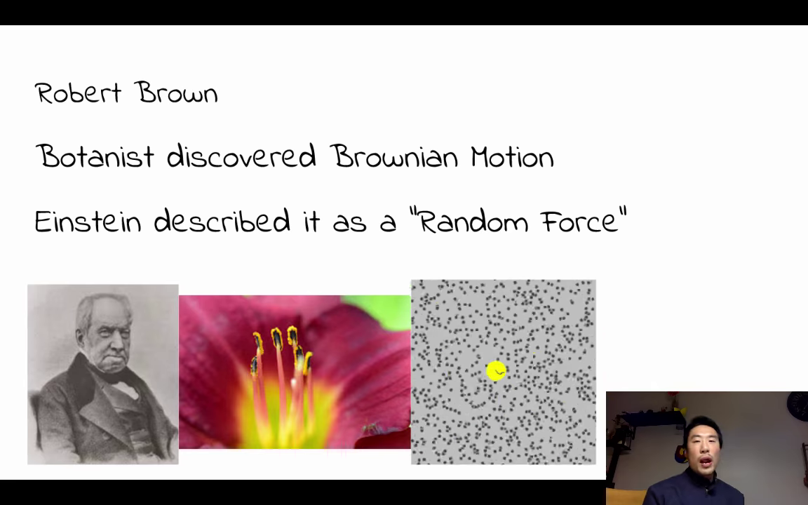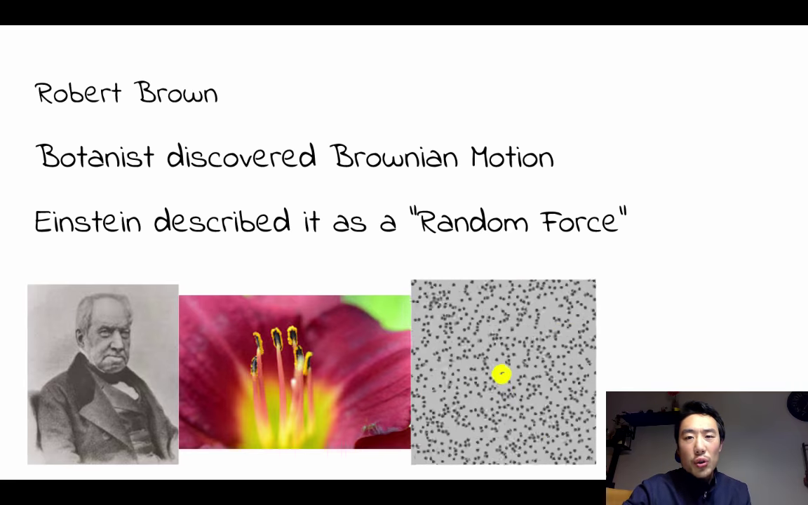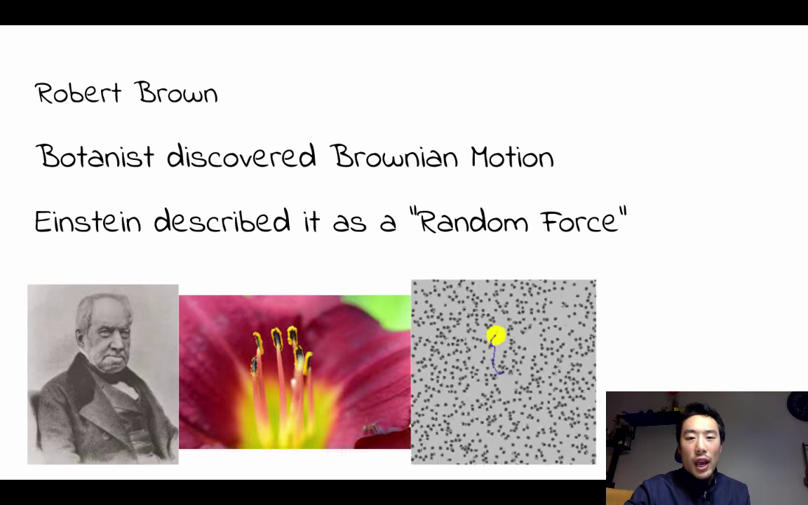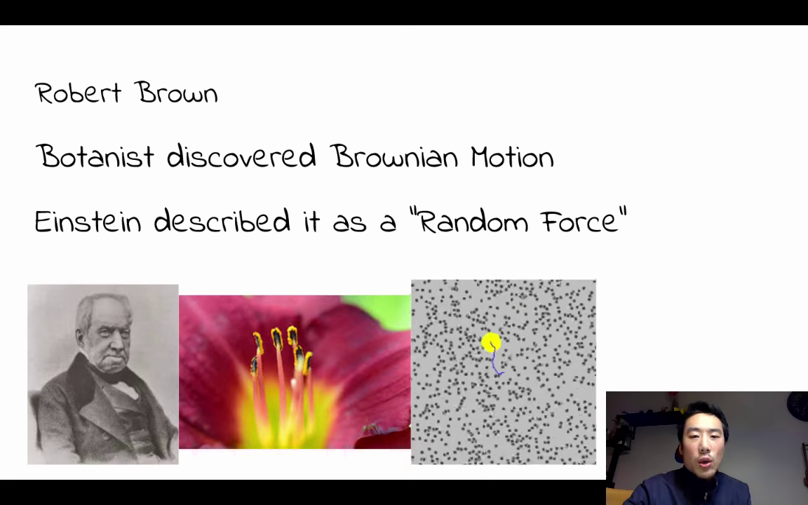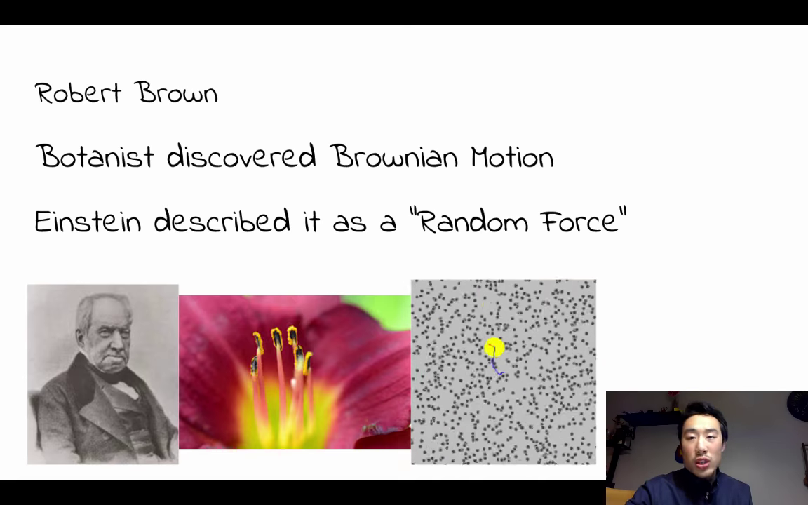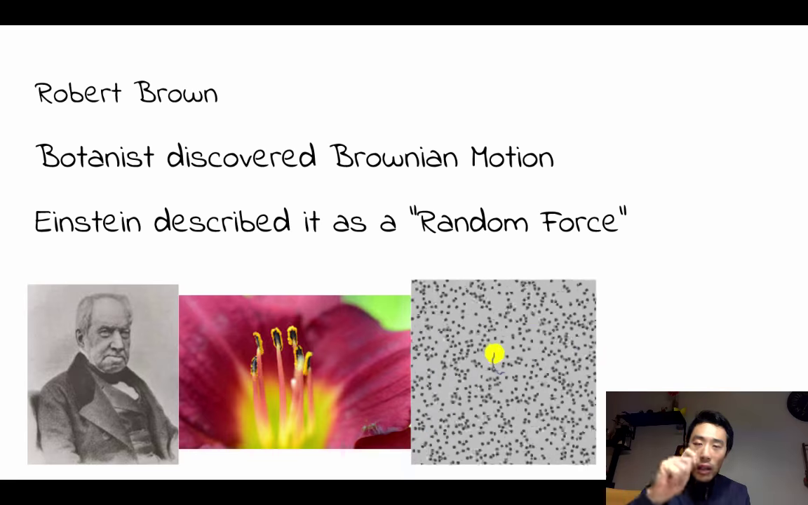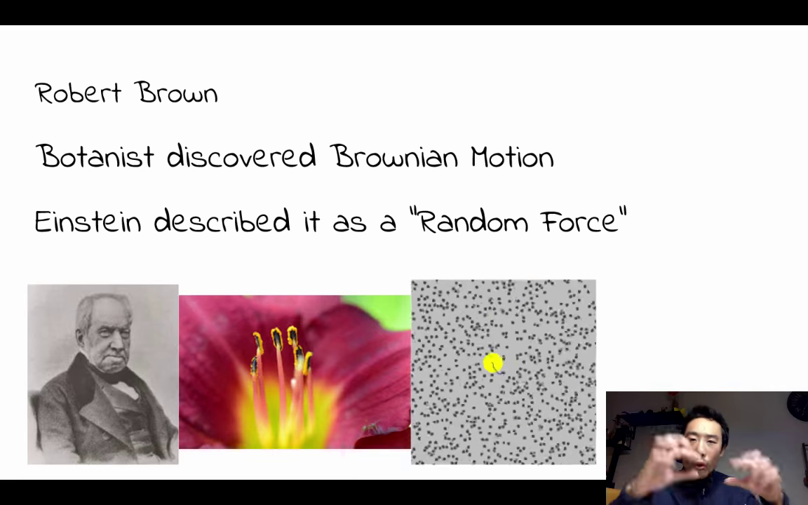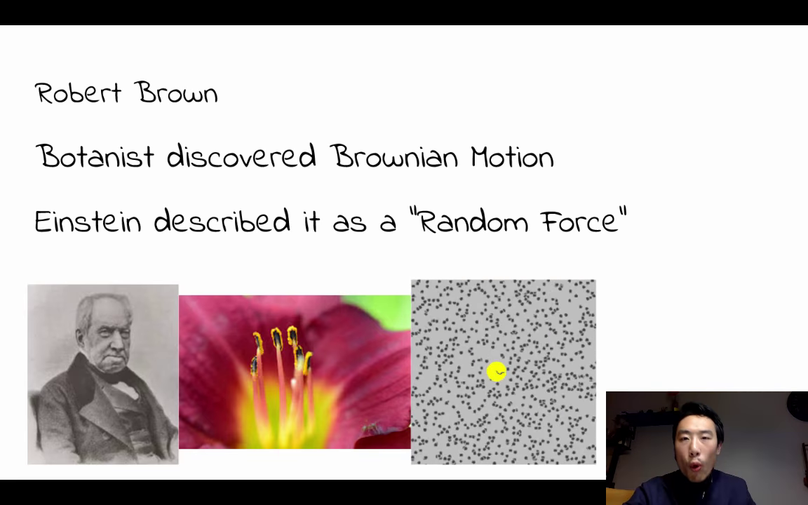And so we see Robert Brown down there. He doesn't look too happy, a little disgruntled, you might say. And the reason why is he wanted, as a botanist, to study some pollen. So what he did is he got some pollen and scraped some off. He put it on a little microscope slide, put some water on top of it.